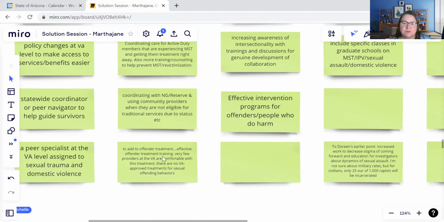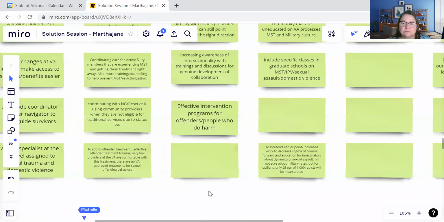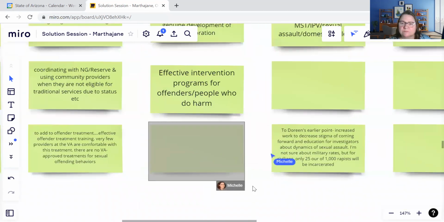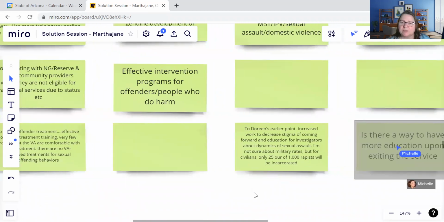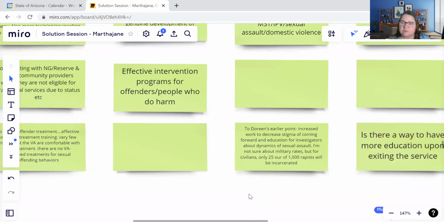To add to offender treatment, effective offender treatment training, very few providers at the VA are comfortable with this treatment. There are no VA approved treatments for sexual offending behaviors. To Doreen's earlier point, increased work to decrease stigma of coming forward and education for investigators about dynamics of sexual assault. I'm not sure about military rates, but for civilians, only 25 out of 1,000 rapists will be incarcerated. Wow, that's a pretty scary statistic.